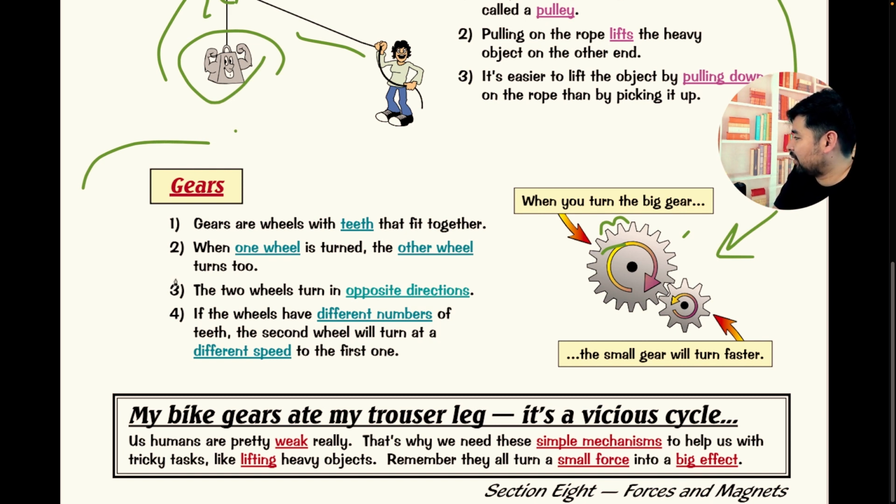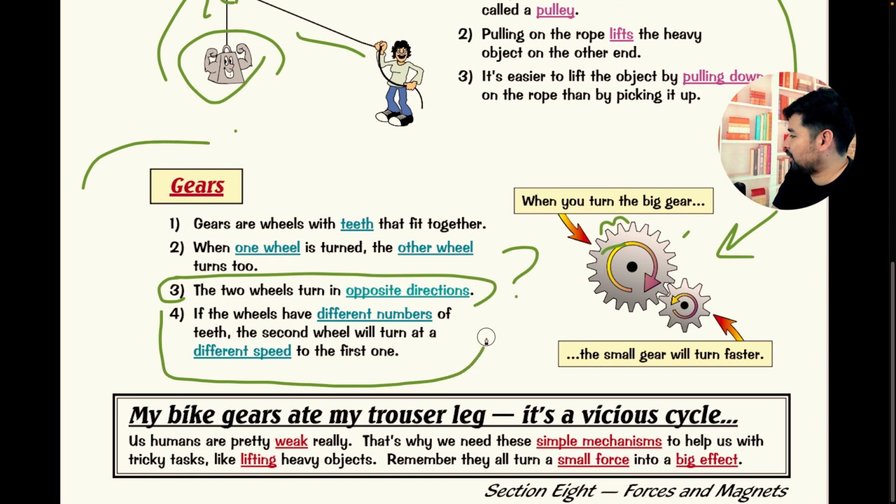Teacher, what is that? Please translate that for me to Portuguese. Okay, number 3 only, right? Number 4, if the wheels have different numbers of teeth, the second wheel will turn at a different speed to the first one. Again, number 4 too.